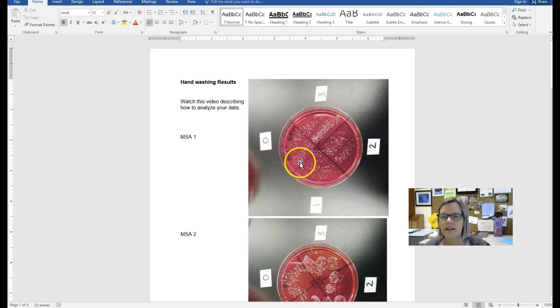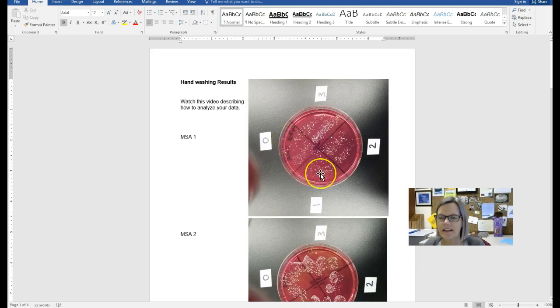For every plate, you're going to take section 0 and give it a relative ranking, or a relative abundance of growth, as a number 3. So see all these little dots, they're colonies, and all those colonies are representative of the amount of bacterial growth. So when you touched your hands there, how many colonies did you leave? So I'm going to give this section 0 a 3.